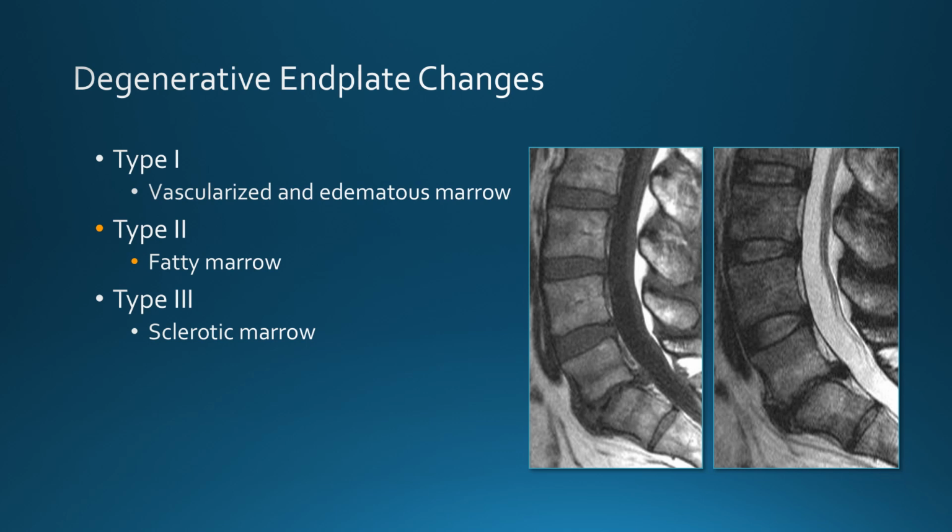Type 2 degenerative endplate changes are fatty marrow, so these are going to be bright on T1. Also bright on T2. If you do fat-suppressed T1-weighted images or T2-weighted images, they'll be dark, but in typical images, bright on T1, bright on T2 from fatty marrow. So these are usually not a diagnostic dilemma. And type 3 is sclerotic marrow, which would be dark on all sequences. But often we'll see a combination of type 1, type 2, and type 3. So it's not all one or the other. They're often combined together.